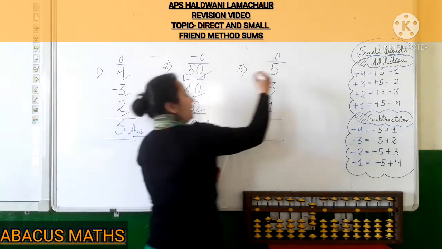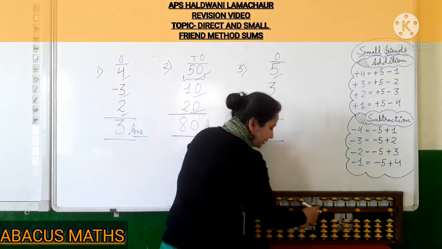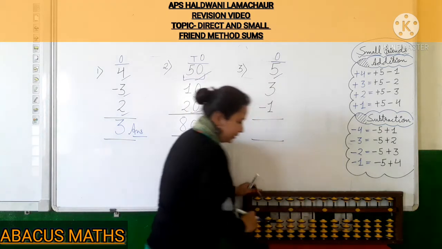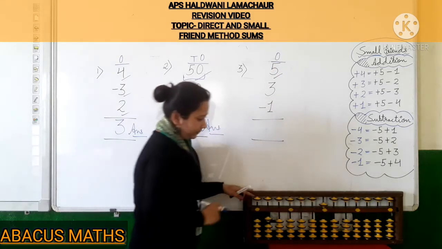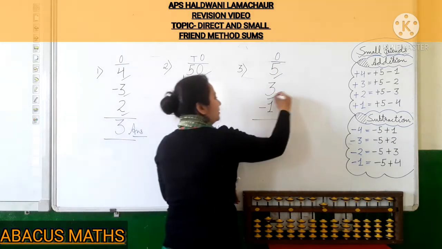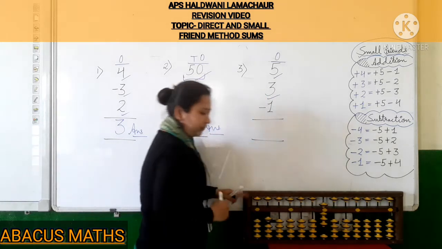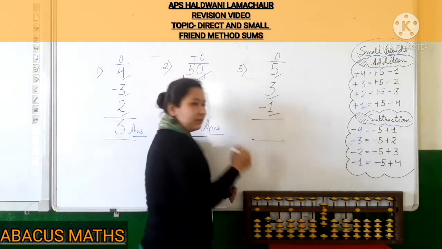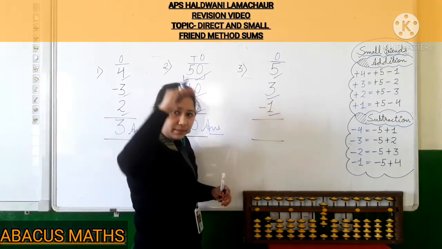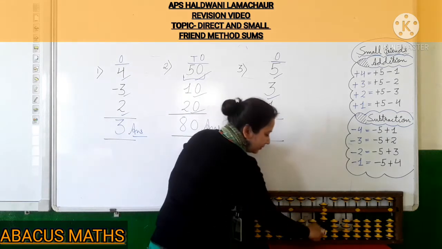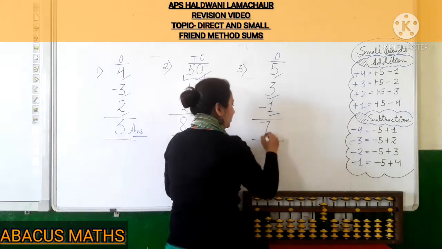Next, you have to add 5. Before adding 5, set your abacus, upper beads up, lower beads down. Now first of all add 5. Add it. Now next add 3. See, 1, 2, 3. Then minus 1. Please take care of the sign. It's minus 1. Minus means put the bead down. Now what is the answer? It's 5, 6, 7.